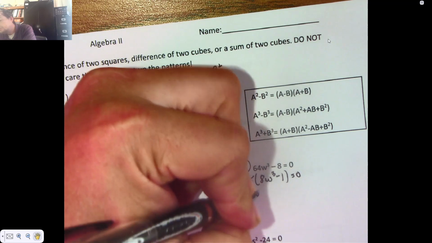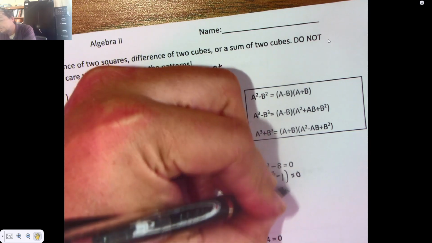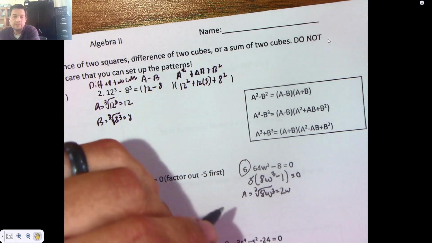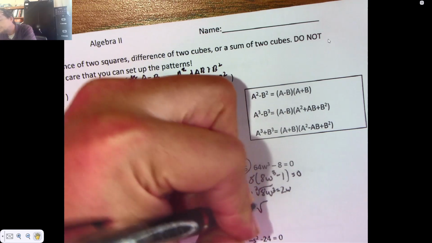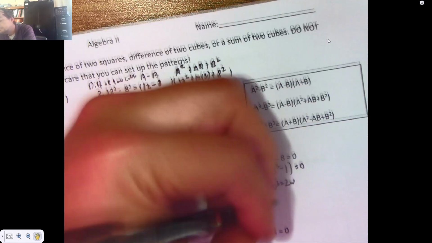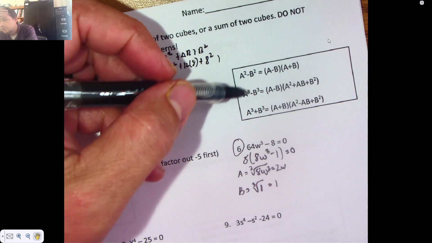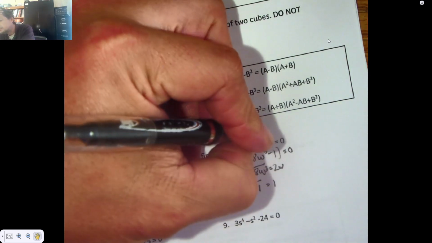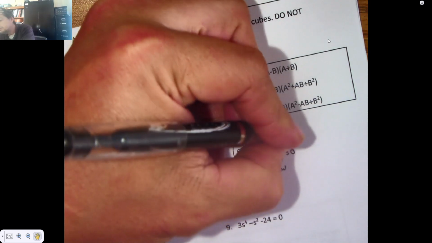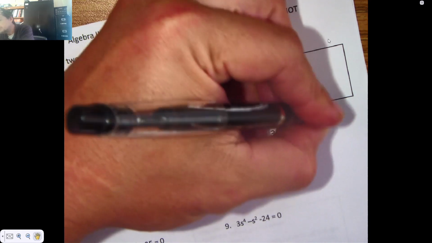A is the cubic root of 8w cubed, which is 2w, because 2 times 2 times 2 is 8, and w times w times w is w cubed. B is the cubic root of not negative 1, but just positive 1, which is 1, because 1 times 1 times 1 is 1. And I'm going to plug into the a cubed minus b cubed pattern above. That is an a cubed minus b cubed pattern. And it factors as a minus b times a squared plus ab plus b squared.